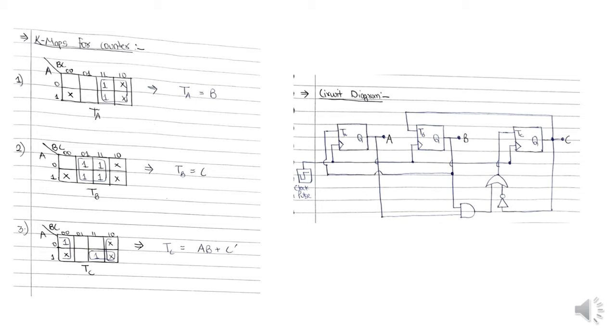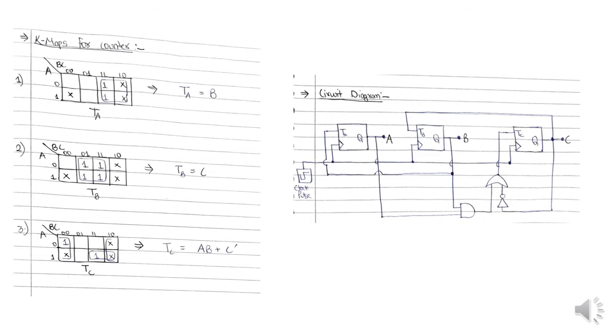Well, after drawing the excitation table, the next step is to draw the K-maps for the counter. Drawing the K-maps is important because by simplifying or reducing the K-maps, we can get our Boolean expressions, and with the help of those, we will finally create a circuit diagram for a 3-bit counter.